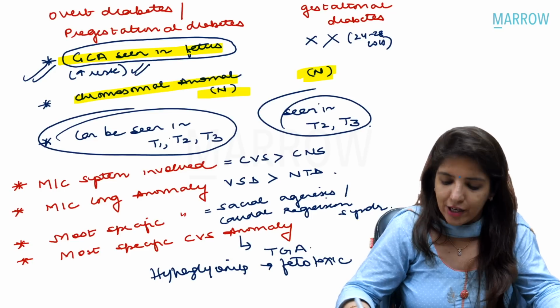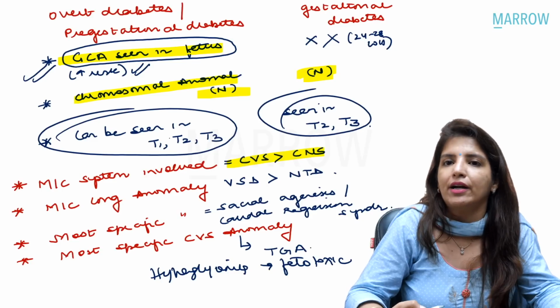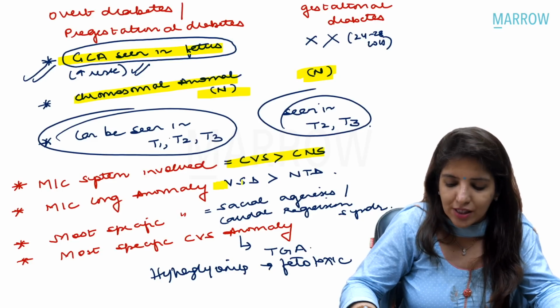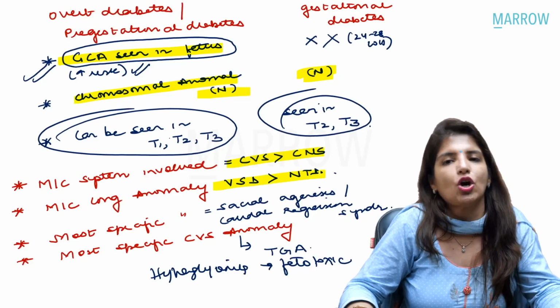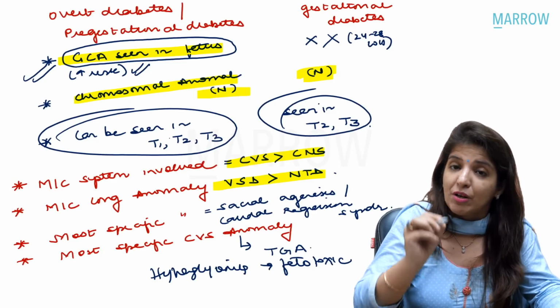Now comes a very important question: if congenital defects are seen in overt diabetes, which is the most common system involved? The most common system involved in the fetus is the cardiovascular system, followed by the central nervous system. The most common congenital anomaly will be ventricular septal defect. If that is not given in the options, then neural tube defects. If they ask you most specific, be very, very careful.